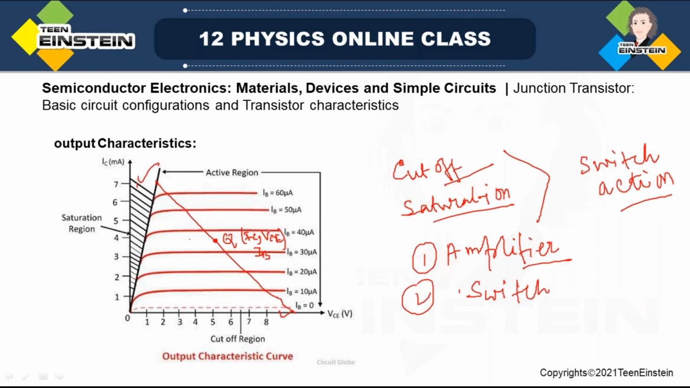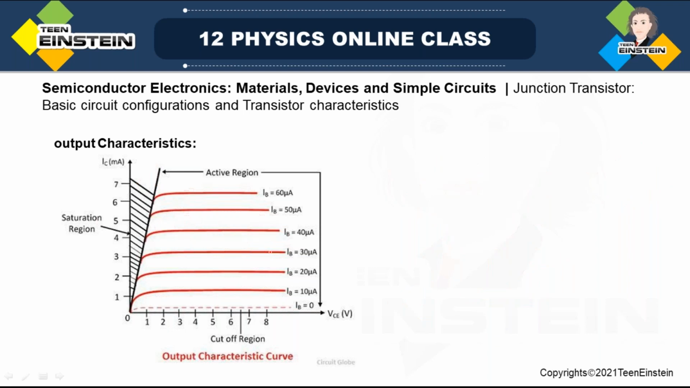So these are the values which determine whether the transistor is in the active region or not: IC and VCE and also IB, the base current. All right, this is about transistor characteristics.